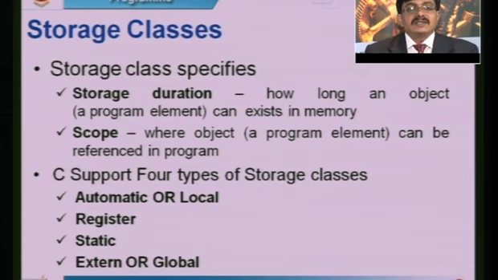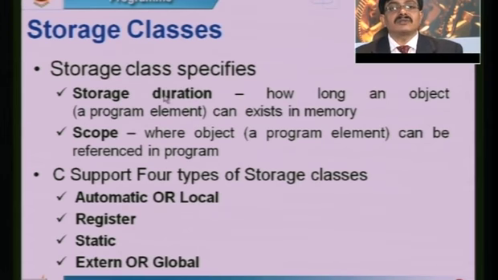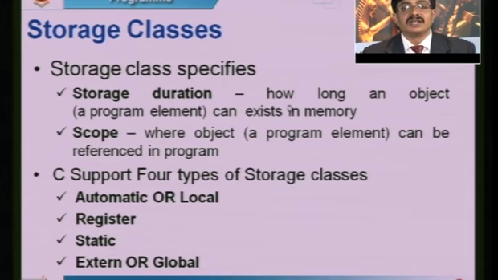Now next we will see the storage classes, which is another most important concept of C when you are using the concept of functions. Storage classes specify two things: the storage duration and the scope. So what exactly is the storage duration? How long a variable will have a life in the course of execution of a program is what storage duration is. How long an object or a program element can exist in memory, how long a variable can exist in the memory. Sometimes we call it the lifetime of a variable.